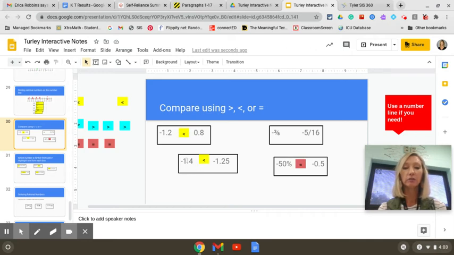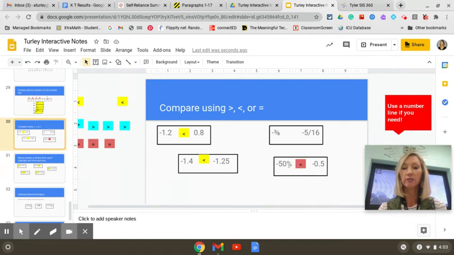Here we have two negatives. We have negative 1.4 and negative 1.25. Remember, it's a good idea to think of a 0 behind the 4. So negative 1.40 is going to be further to the left than negative 1.25. It's more negative, so it's going to be smaller. So that's a less than.